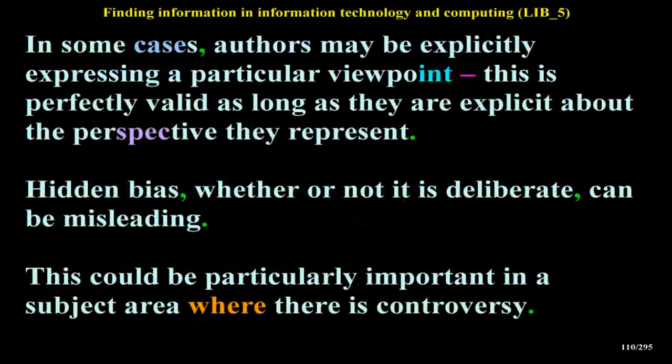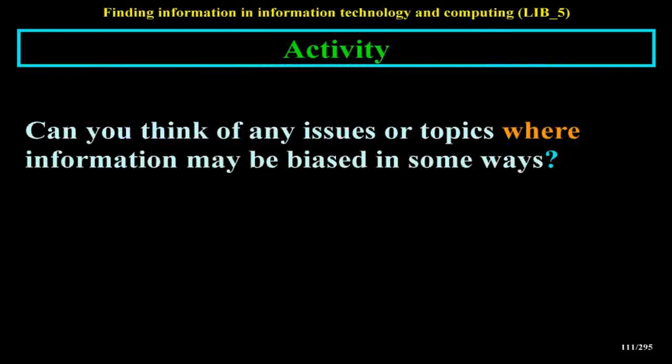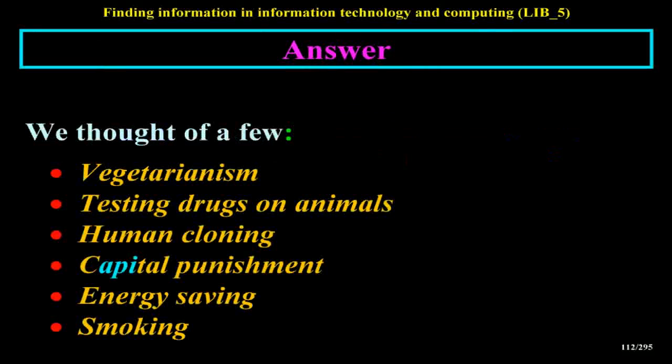In some cases, authors may be explicitly expressing a particular viewpoint. This is perfectly valid as long as they are explicit about the perspective they represent. Hidden bias, whether or not it is deliberate, can be misleading. This could be particularly important in a subject area where there is controversy. Activity. Can you think of any issues or topics where information may be biased in some ways? Answer. We thought of a few: vegetarianism, testing drugs on animals, human cloning, capital punishment, energy saving, smoking.